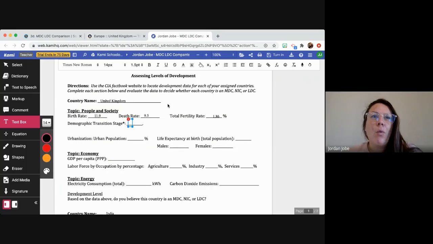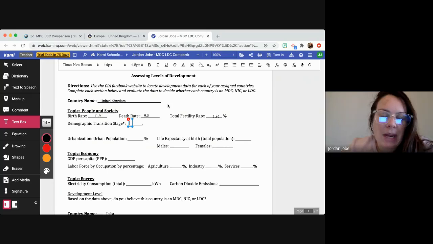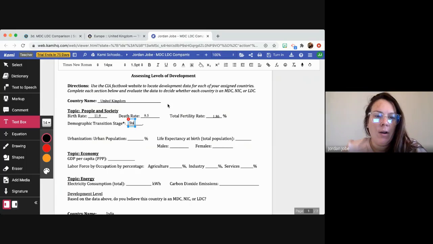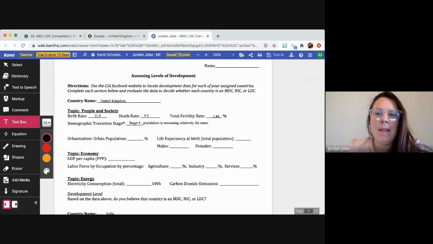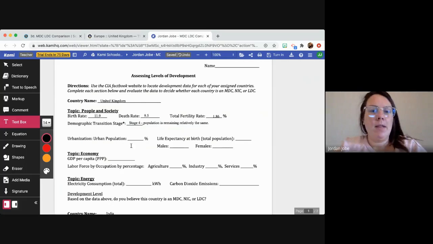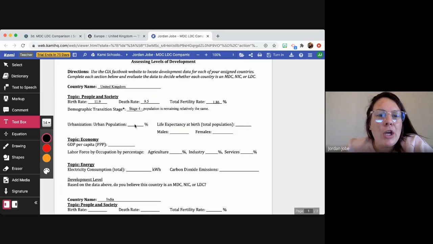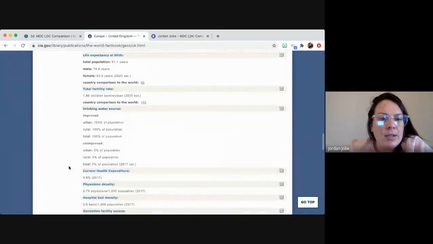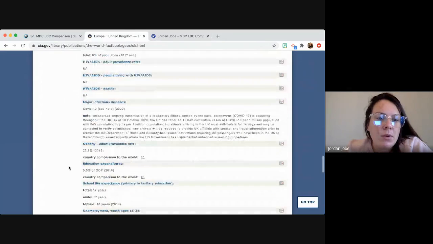So overall, the population in the United Kingdom is remaining relatively the same. Based on that, what stage of the demographic transition model would we place the United Kingdom in? Stage 4. Population is remaining relatively the same. Isn't it in stage 1 that the population remains relatively the same as well? Yes, but are there any countries in stage 1 currently? No, right? So we know that we are left with stage 4. Then we keep looking, and we are looking at urban population percentage. So we're scrolling.